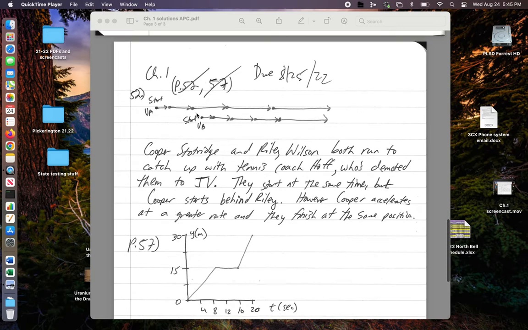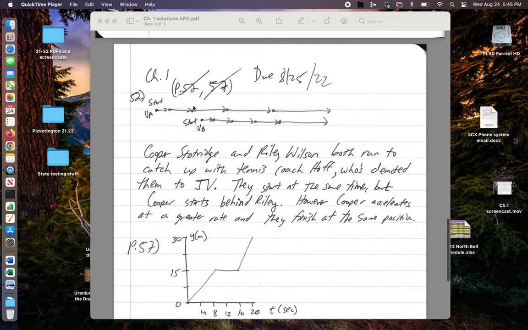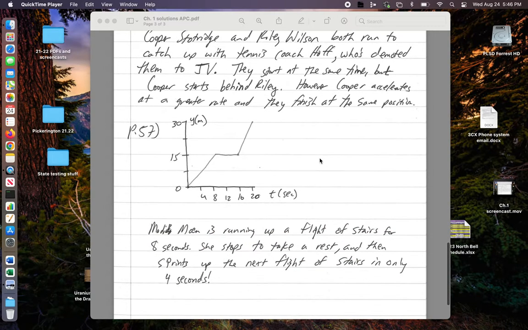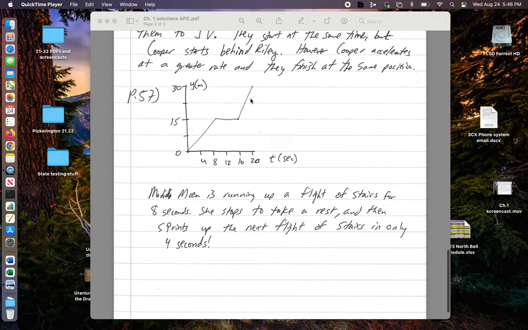For problem 52, you've got 2 people here, or 2 tracks, that said to come up with a story. So I'm going to say Cooper Stottridge and Riley Wilson both run to catch up with Coach Hoff, who's the tennis coach, because they were demoted to JV. They both start at the same time, and you can tell they're both running for 5 seconds, or 5 intervals here. But Cooper accelerates at a greater rate, and therefore they finish at the same position. So Cooper, I'm going to call him A, and Riley B, started off behind Riley, ended up having to move faster to end up at the same spot, pleading their case with Coach Hoff.